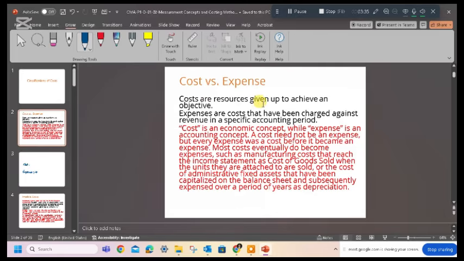Costs are resources given up to achieve an objective. Expenses are costs that have been charged against revenue in a specific period. Charged against revenue means that it comes in the P&L. Cost is an economic concept, while expense is an accounting concept.